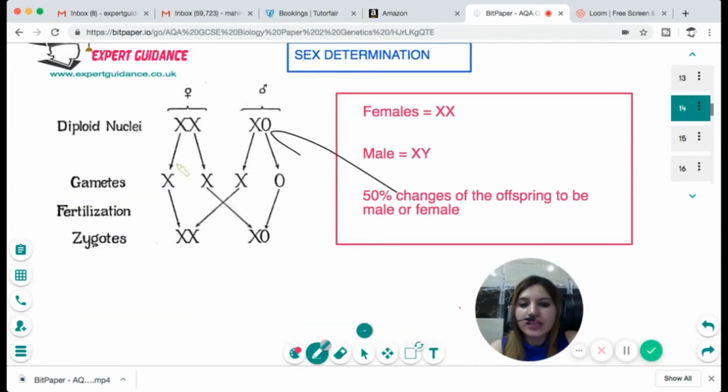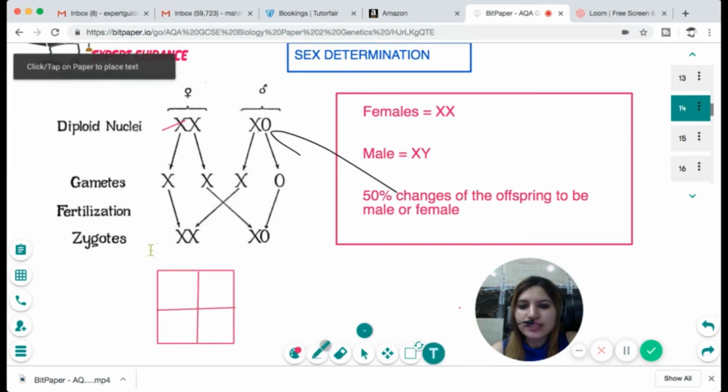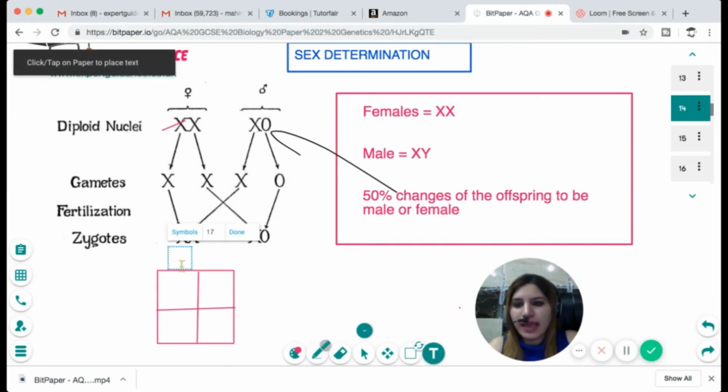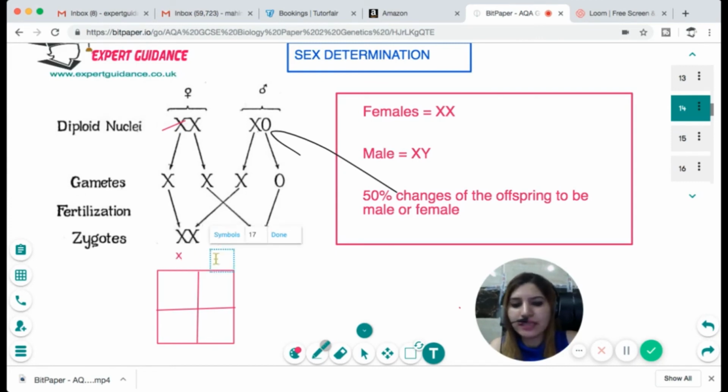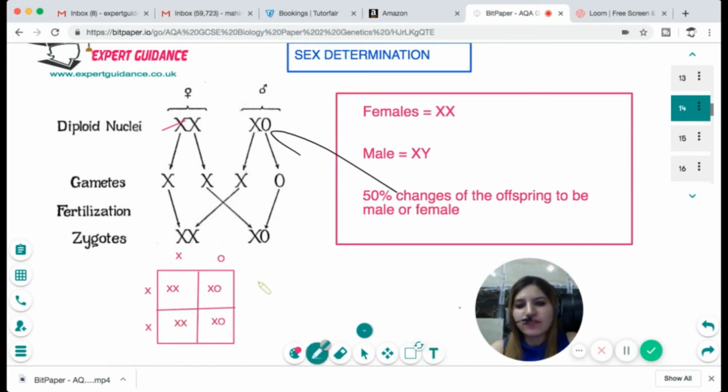Now in humans, you need to remember that the male is always XY and the female is always XX. So now if we draw the Punnett square of that, the male gametes will separate into X and Y, and the female would be XX. Okay, so what are the possible combinations we can have? We can have XX and XY, and then again XX and XY. It means there are 50% chances of getting a male and 50% of getting a female.